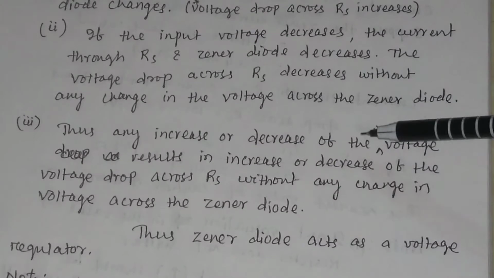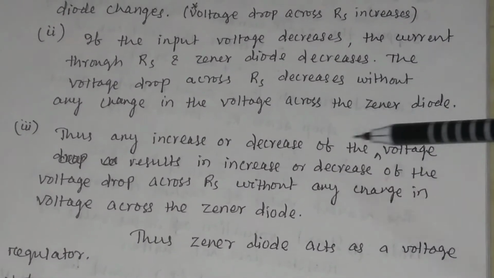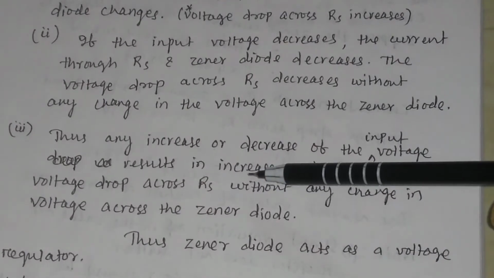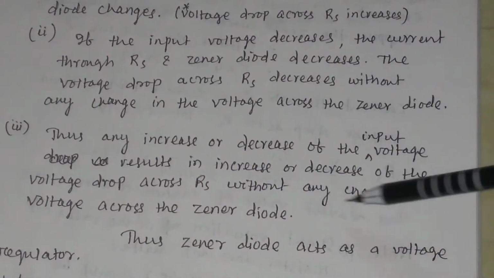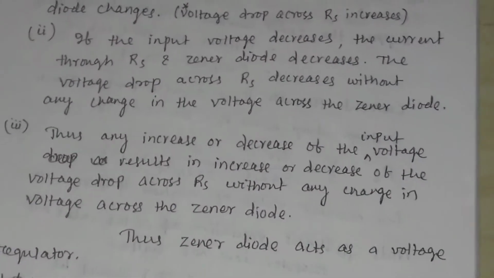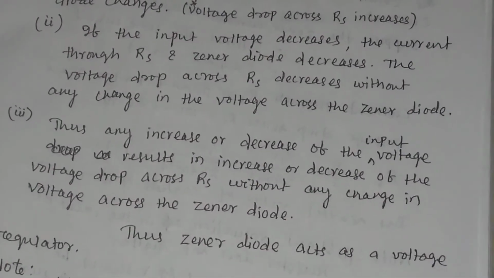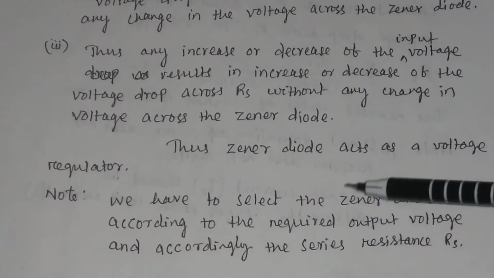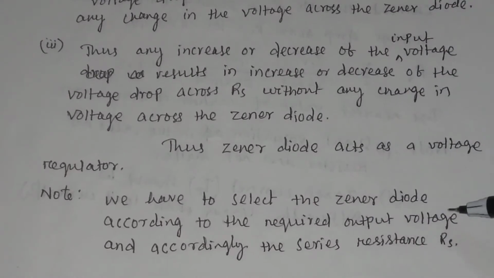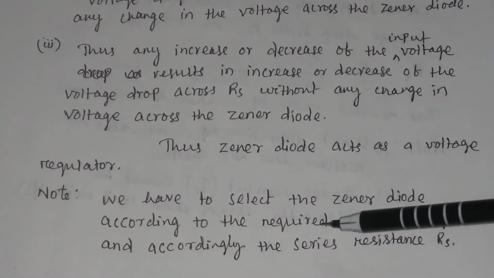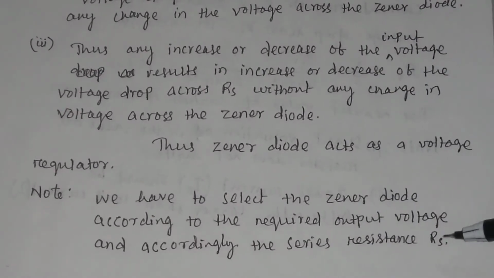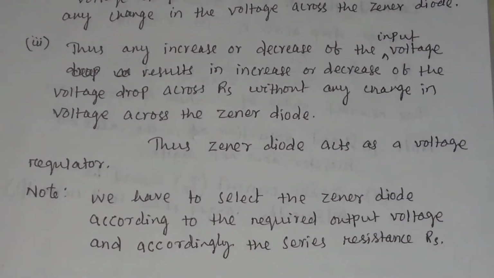Thus, any increase or decrease of the input voltage results in an increase or decrease of the voltage drop across the series resistor, but without any change in the voltage drop across the Zener diode. Thus, the Zener diode acts as a voltage regulator. So, while constructing the circuit, we have to select the Zener diode according to the required output voltage, and accordingly we have to select the series resistance RS.